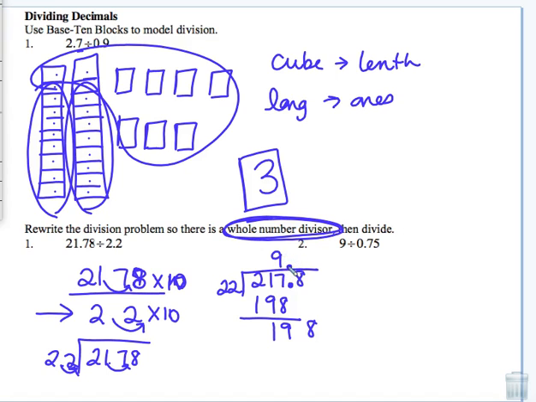We already know 22 goes into 198 9 times. That's 198 exactly with no remainder. So my answer to this problem is 9 and 9/10. And I'm going to erase to have room to do the next problem.